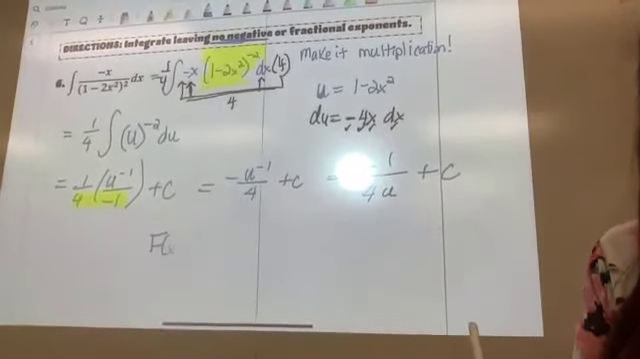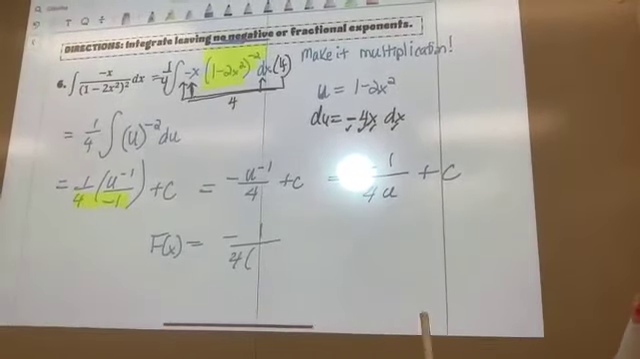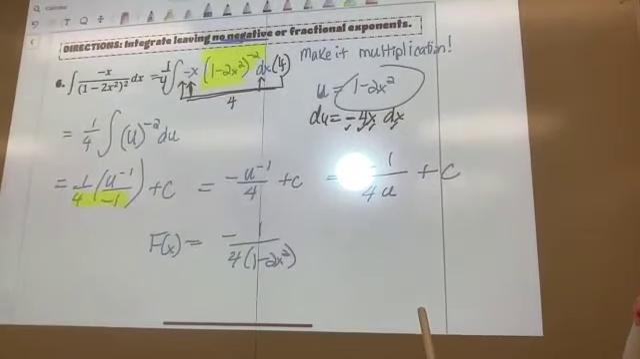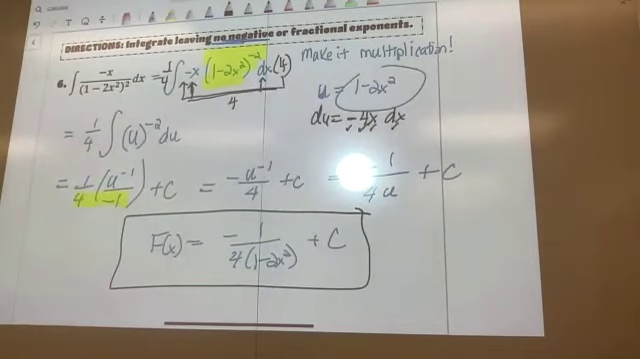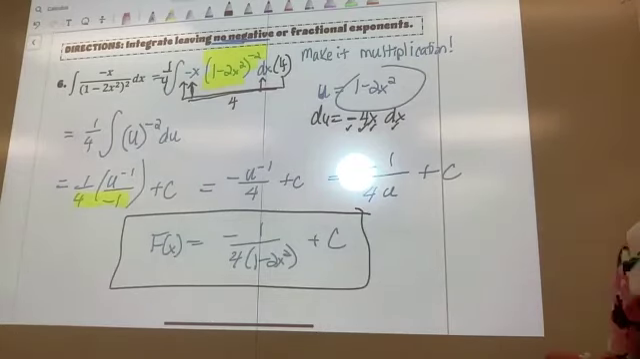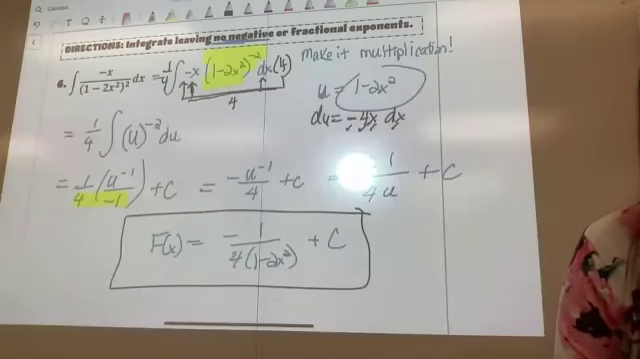Then I can plug in now. F of x is negative 1 over 4 times u, which is 1 minus 2x squared. There's no power. It's just to the first, so then plus c. You can distribute, but you don't have to. I know you can distribute. I'm more concerned with, do you know how to deal with negative and fractional powers? And can you deal with complex fractions? Okay. Questions?